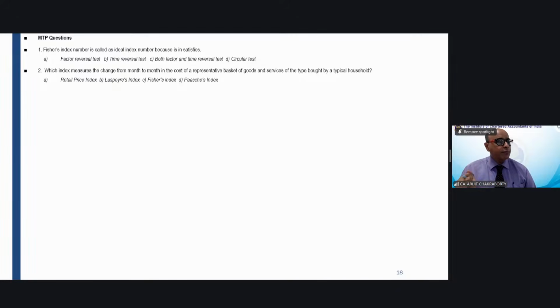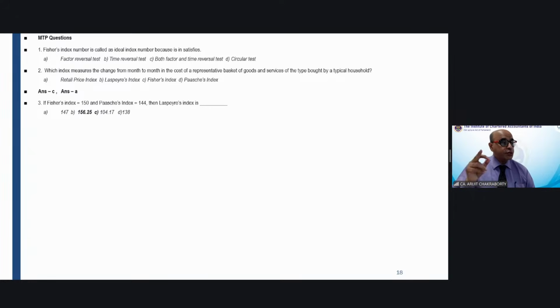Question 2 from the MTP series. Which index measures change from month to month in the cost of a representative basket of goods and services of the type bought by a typical household, common citizens? Retail price index is the best answer.